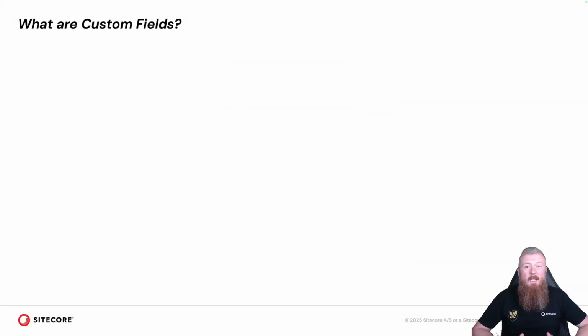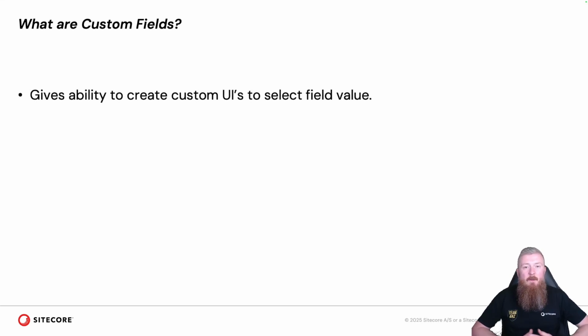So I just want to quickly go over what custom fields are, then we'll talk a little bit about the project we're going to look through. Custom fields are there to allow you to generate a custom UI, giving your marketers and editors a nice smooth way to be able to select a value for a field, whether it's on a data source or on the content item itself. And this is a really common customization we've heard asked of a lot of times.